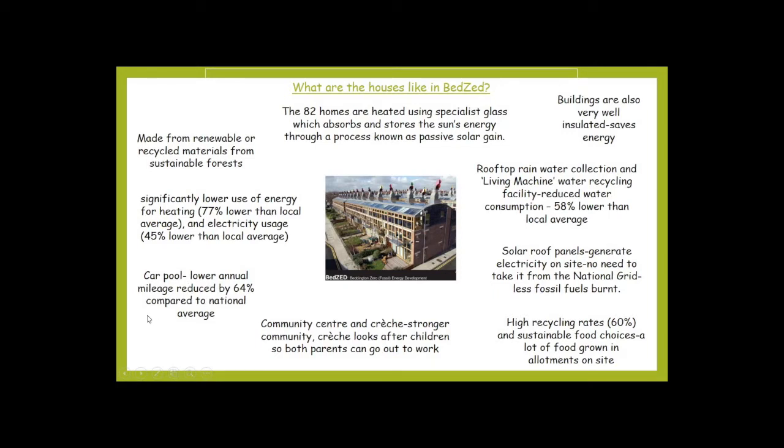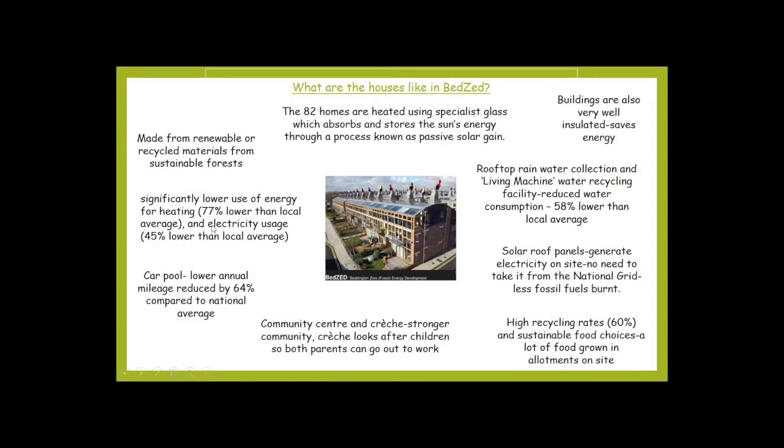That's going to cut your petrol costs by a quarter, and it means a lower annual mileage as well, reduced by about 64% compared to the national average. So it's going to save you money, and it's better for the environment, because instead of 4 single cars producing 4 lots of air pollution, you've just got the 1 car taking 4 people in and out.